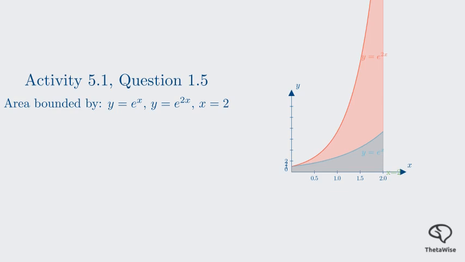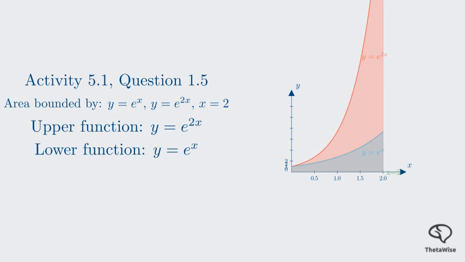Looking at our sketch, it's clear that the upper function is y equals e to the 2x, and the lower function is y equals e to the x. Our limits of integration a and b aren't fully given. We have the upper limit x equals 2, but what is the lower limit? In cases like this, where a boundary isn't explicitly given as x equals a constant, it's usually implied that the lower limit is the point where the two curves first meet.